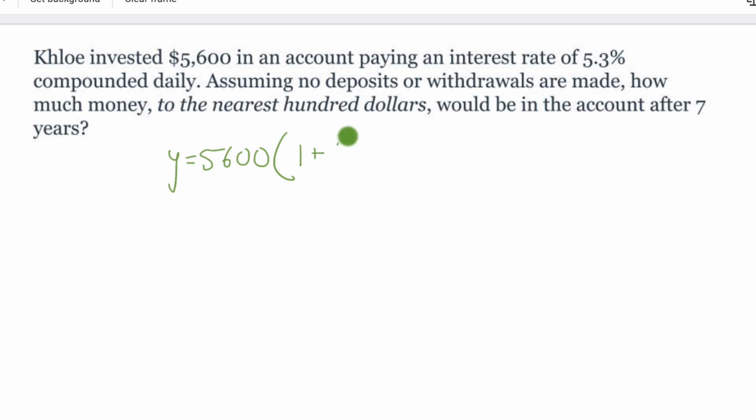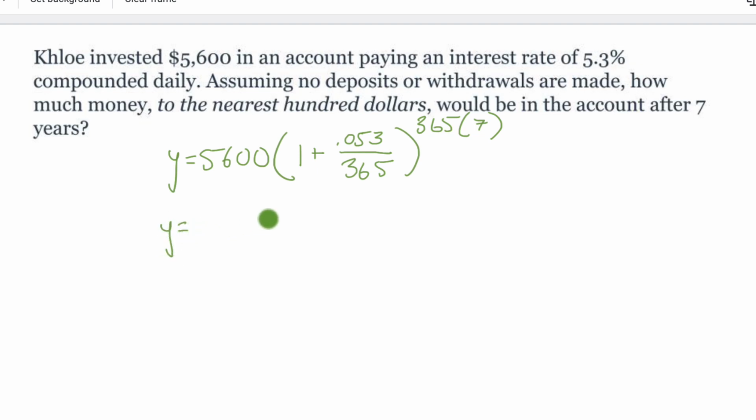5.3% is 0.053. They're going to compound it every day, so the number of days in a year is 365. Remember, it's the number of times you do it times how long it's happening. So in this case, it's going to be 365 times 7. Again, the nice thing about exponential functions like this, if all you're trying to find is y, once you set it up, you just type it in the calculator. You just need to make sure you type it in correctly.